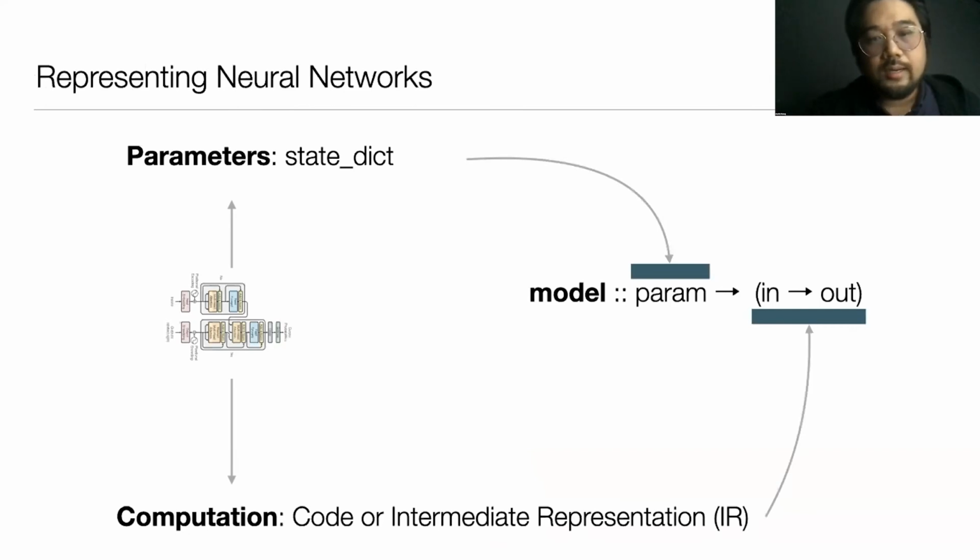So to get a sense of how it's doing that, going back to our representation of models, you can think about separating a model into parameters and computation. The parameters are represented in the PyTorch world by the state dictionary that has all the model weight values, and for the computation you have this TorchScript intermediate representation that you can use to represent a model computation.